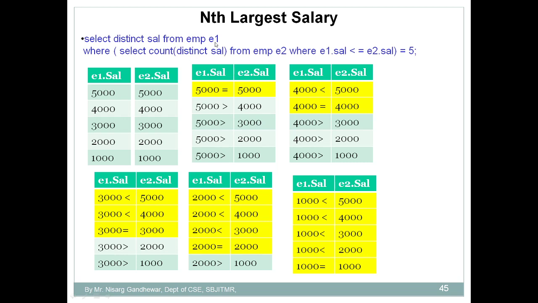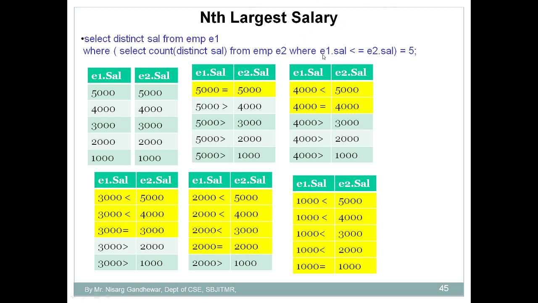Here I have taken two tables, E1 and E2, so this is E1.sal and this is E2.sal. Intentionally I arranged the salary in descending order. It is not necessary to arrange it in descending order, but just for the sake of understanding I have arranged these values that way: 5000, 4000, 3000, 2000 and 1000. Let's understand that in my employee table there are 5 rows having this particular salary.